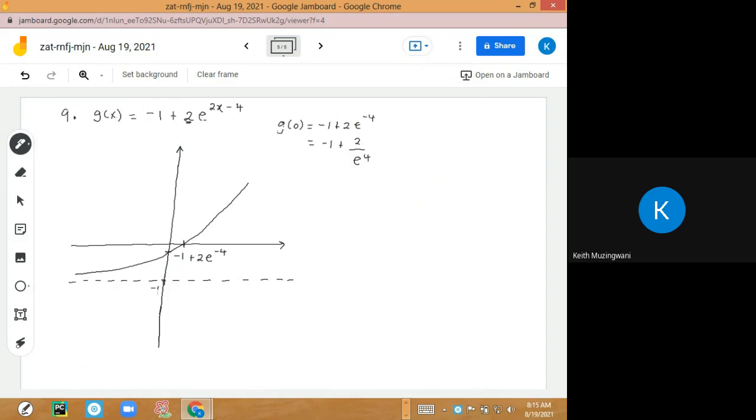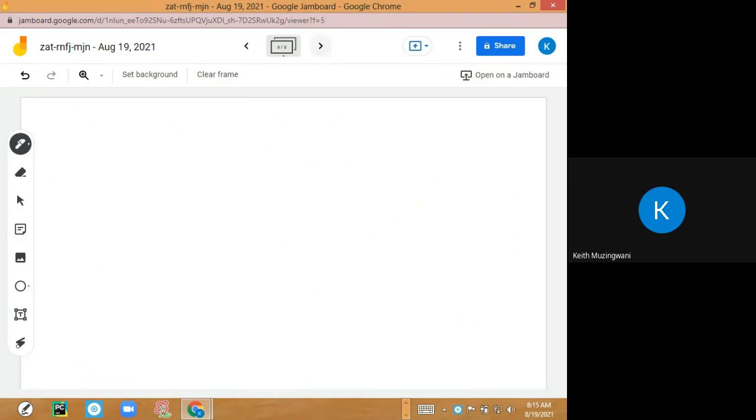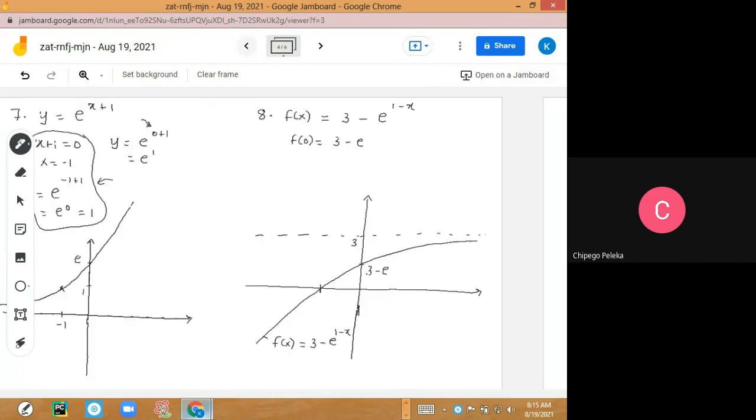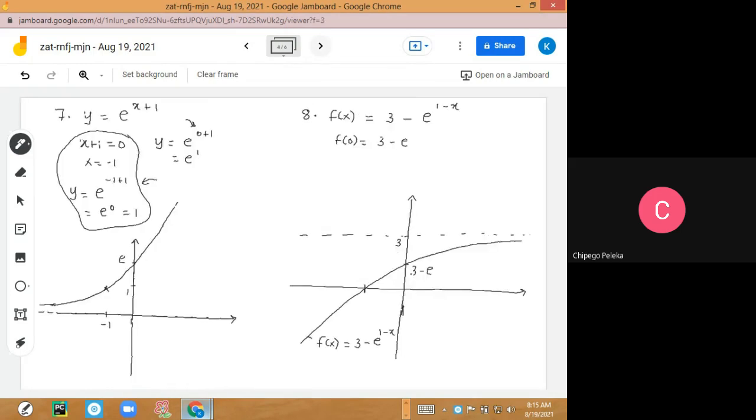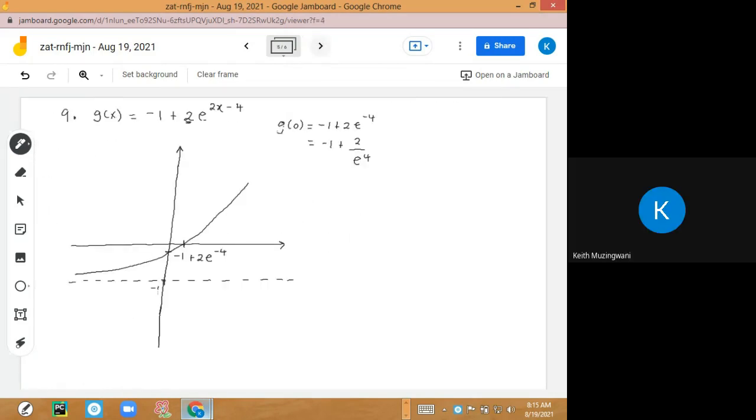Okay. Now let's look at another set of examples. Sir, hello. I have a question. I still don't understand why the -1 plus 2e to the power -4 is placed beside the x-axis. Here, y is -1 on the positive side of the x-axis. -1 is for this intercept here. The -1 plus 2e to the power -4 is for the y-intercept and not for x.